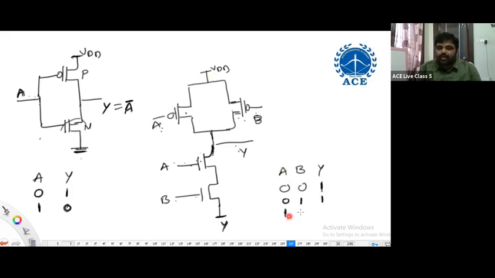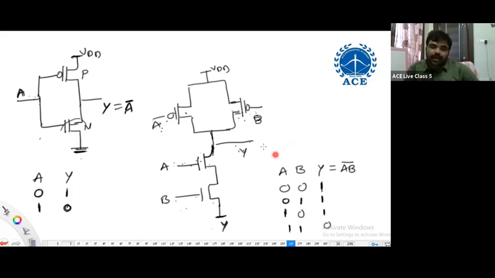And again, if I connect 1, 0, similar operation. 1, 0, this is on, this is off, this is on. So Y will be connected to VDD, which is again logic 1. If I say 1, 1, what is it here? Both are on, these two are off, these two are on. Y will be connected to ground, which is 0. And what is this function? AB whole bar.